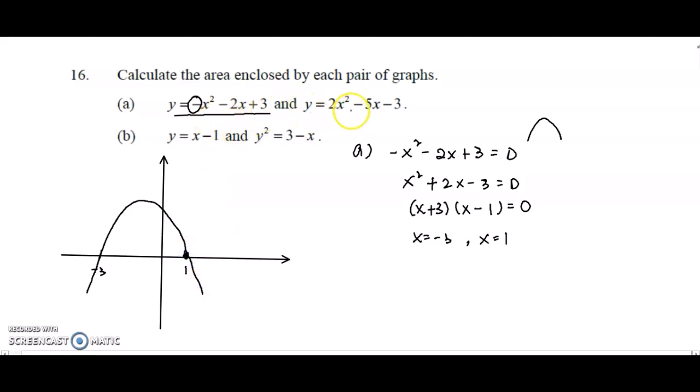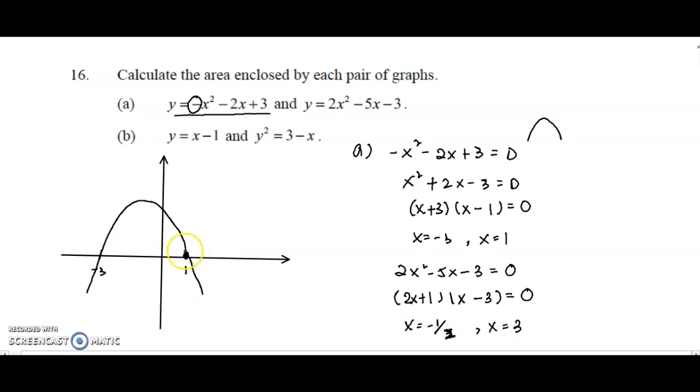After that, for the second curve, you have 2x squared minus 5x minus 3. Use the same method. Try to factorize. You have 2x, x, and 3, 1, negative, positive. 2x squared minus 6x, plus x. Okay, then you have x equals negative 1 over 2, and the other root is x equals 3.